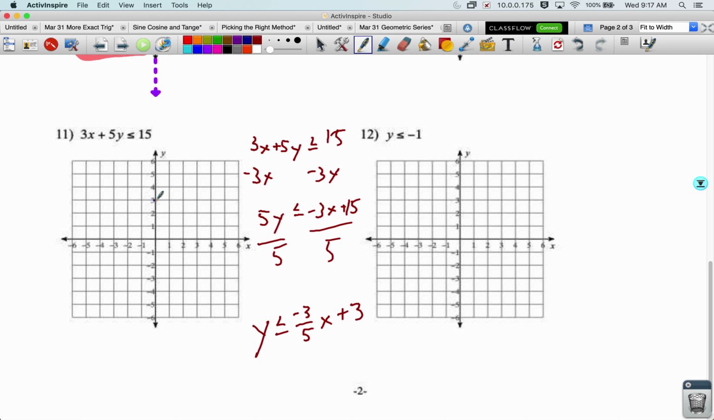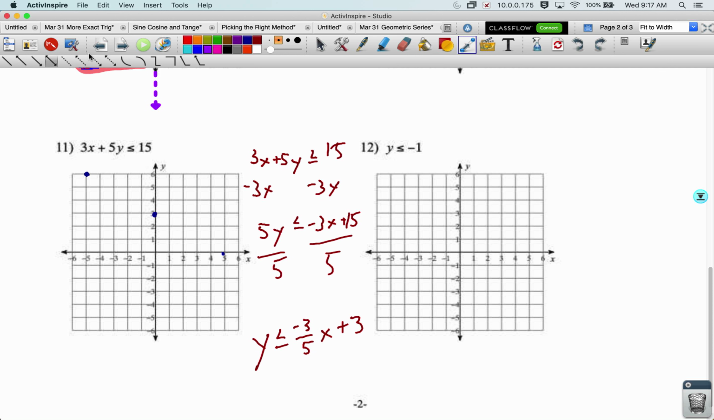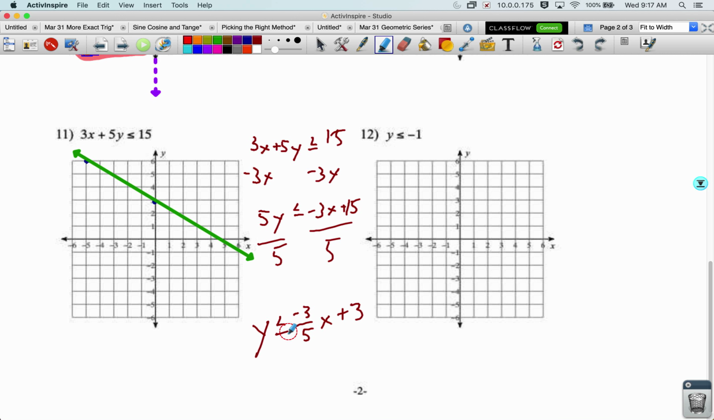All right, pointed at my y-intercept of 3. I go down 3, right 5, or up 3, left 5 to get 2 points that are on that line. I'm going to connect them with a solid line. And then I'm going to shade. I look here, I shade below.